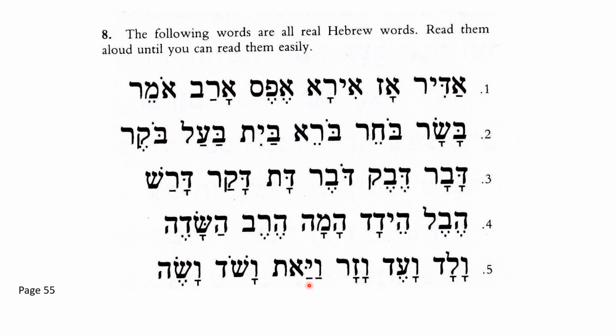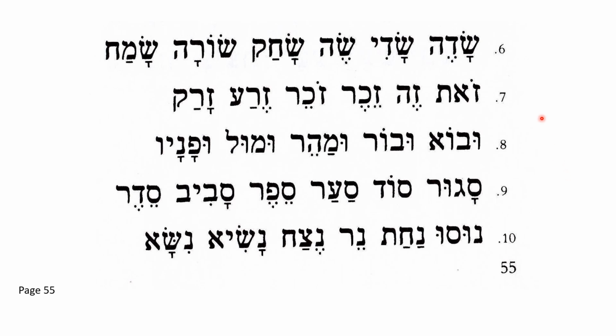But again, we haven't learned that yet, but just to point out to you that those doubling dagishes can make a difference in the pronunciation of a word if it changes the vowel slightly by adding the yud to it. It's going to strengthen it, lengthen it out a little bit. All right, go ahead and practice on your own. Stop the video and we'll come back. Continuing on, line 6 through 10, go ahead and practice on your own. Stop the video. We'll come back.